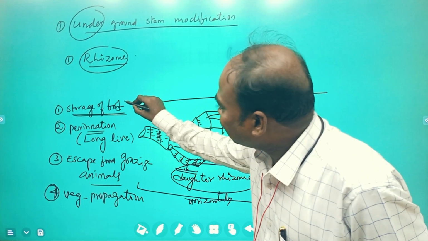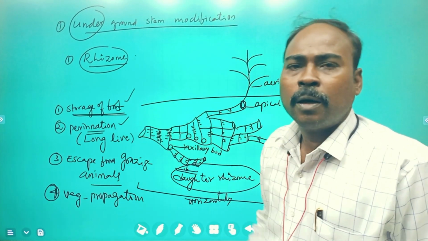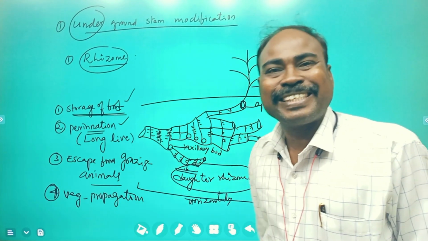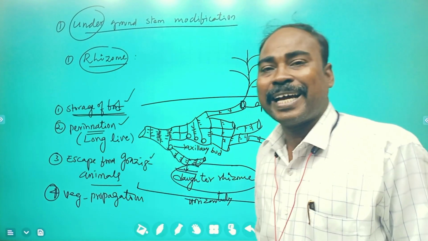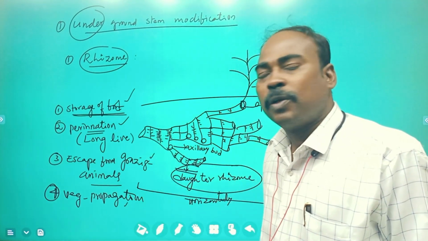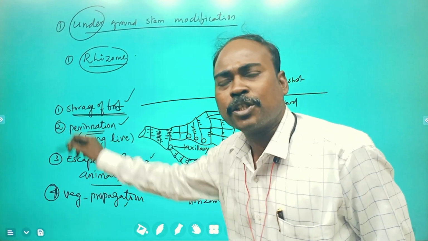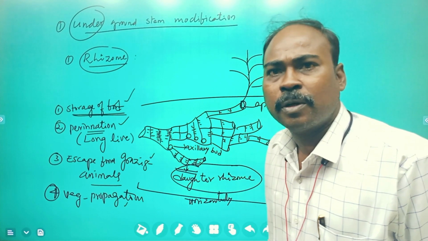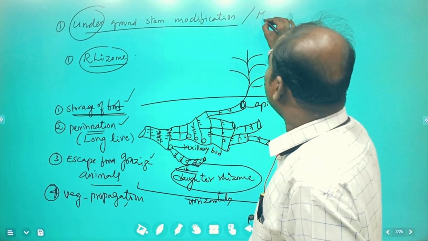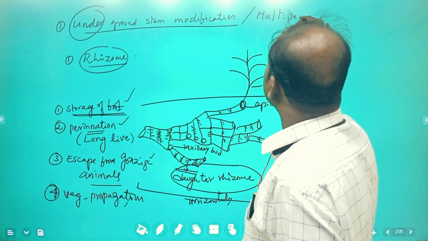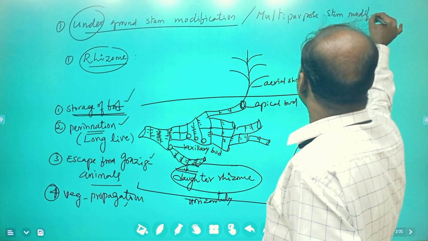So these underground stems are useful for storage of food, tide over drought conditions, that is, exhibit perennation, escape from grazing animals, and are also useful for vegetative reproduction. More than two functions are performed by these underground stems. Hence, these underground stem modifications are otherwise called multi-purpose stem modifications.